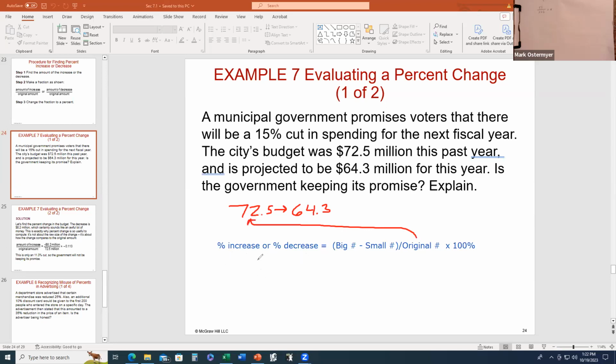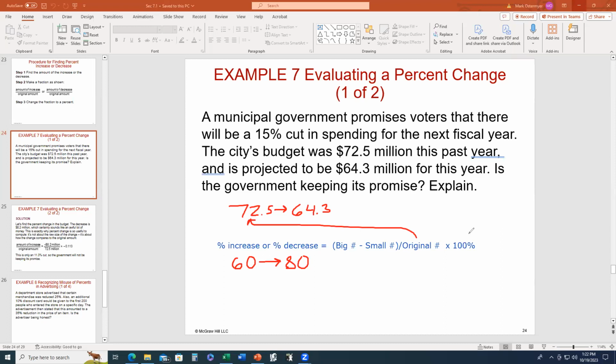So let's see if we can use this formula to do this problem here. Suppose I went from 60 to 80. Is this an increase or decrease? 60 to 80. What do you think? Increase. All right, use my formula now to compute the percent increase in going from 60 to 80. Everybody do this. Go ahead.